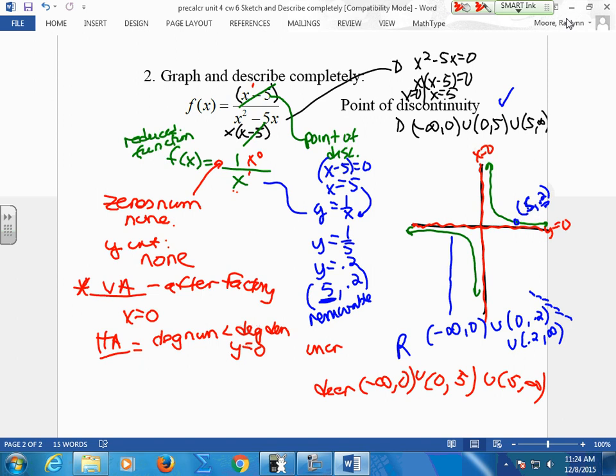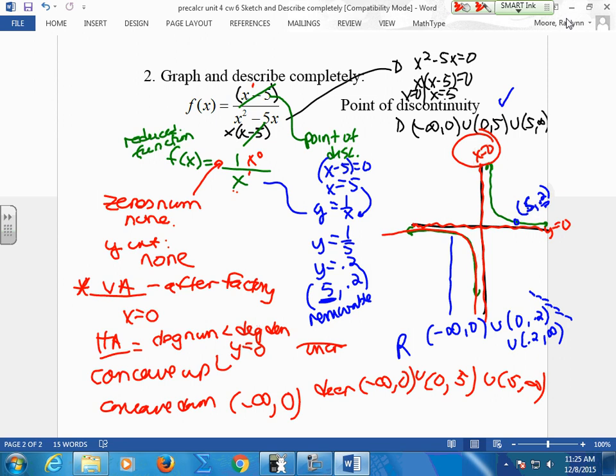I had no increasing. Concave up. Concave down. So where's my concave down? What interval? Gabriel, what interval is my concave down? Negative infinity. Okay. To where? Where do I hit the wall? Follow it. Can't go past there. Where do I hit this wall? 0. Good.